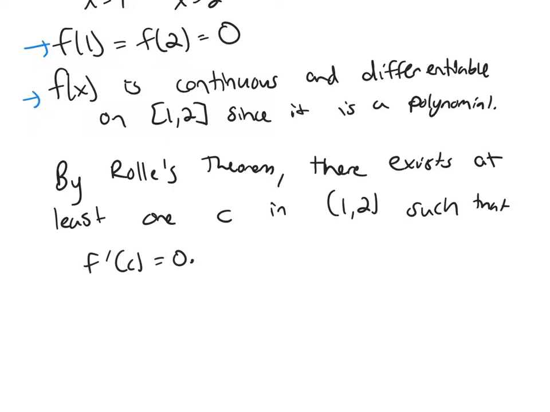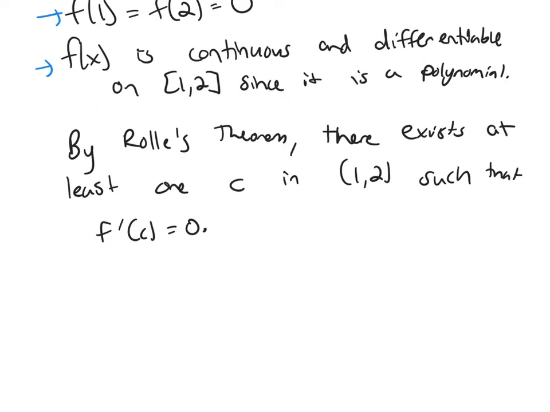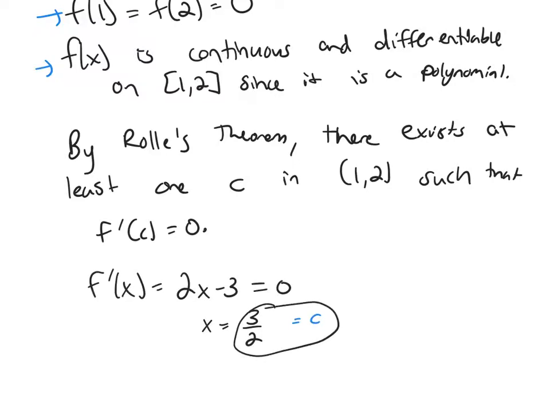Now if you want to find the specific value where f prime of c equals 0, you're going to have to find the derivative of your function f. The derivative would be 2x minus 3. And if you solve for x, you'll get 3/2. So this is really our value of c that maybe we were looking for. c would be 3/2.